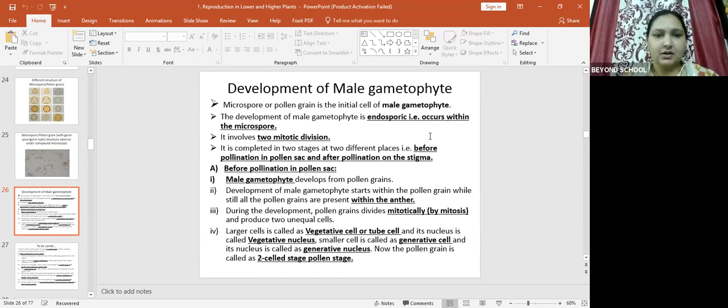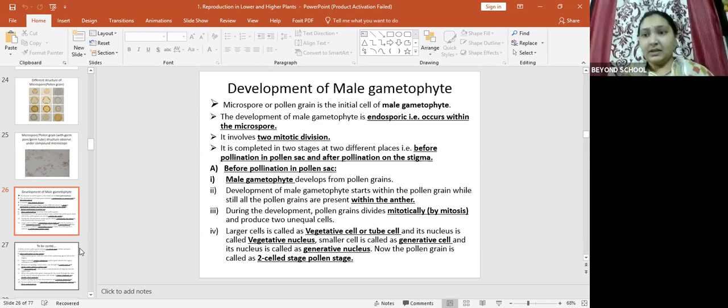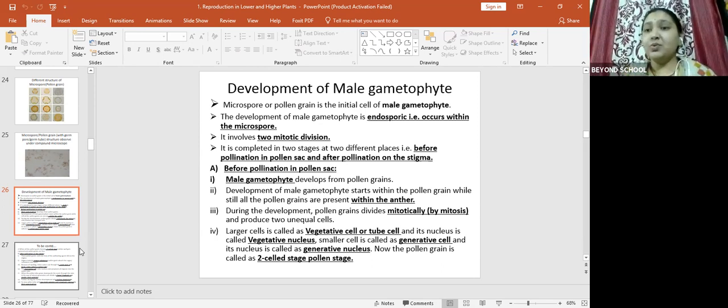All right. So what I'm going to talk about today is the development of the male gametophyte, that is, how the male gametophyte has developed in our flowering plant structure. We are looking at the pollen grain. Therefore, this male gametophyte is nothing but the microspore.